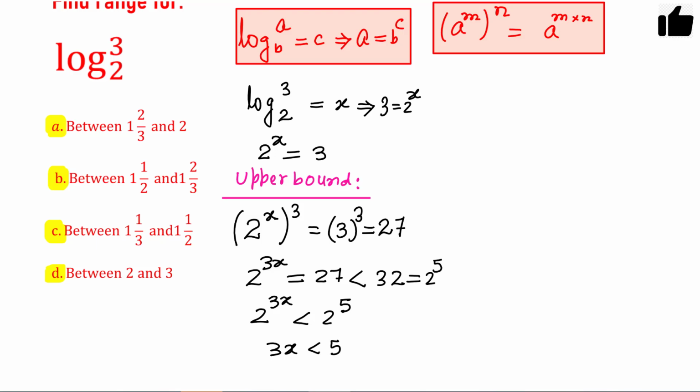Of course, in this case x has to be a positive number, and this is the case because the number we have is log of 3 on base of 2. This number will be greater than log of 2 on base of 2, and log of 2 on base of 2 is nothing but 1. This means this number is greater than 1, and that's why I can write this inequality. So from here I can say x is less than 5 by 3. So this is one bound we have found.